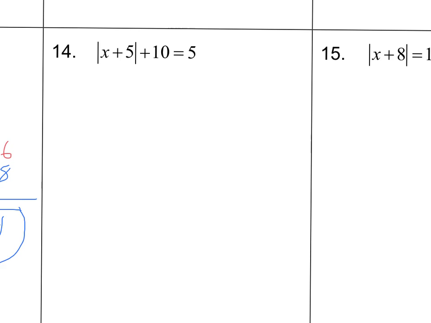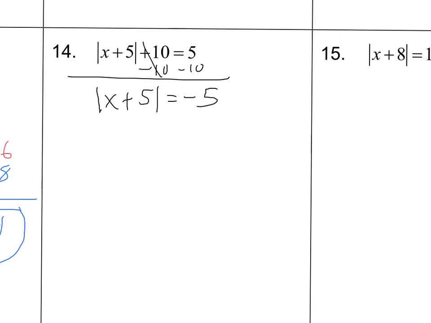Looks like we have the absolute value of x plus 5, plus 10, equals 5, so we have to undo addition. Do that first. So that brings down the absolute value of x plus 5 equals, and then we have 5 minus 10. Again, be careful with the negatives. That's going to leave you with a negative 5.